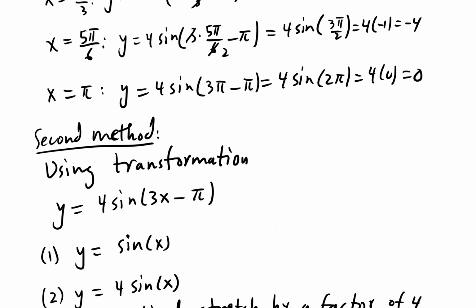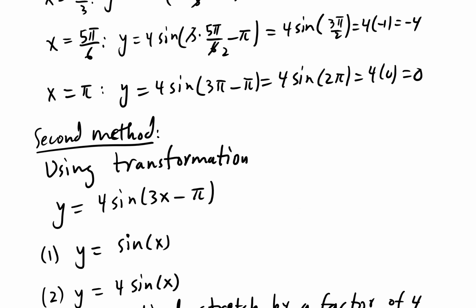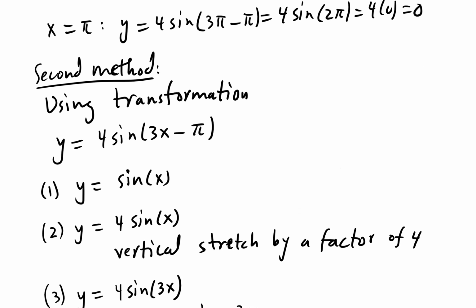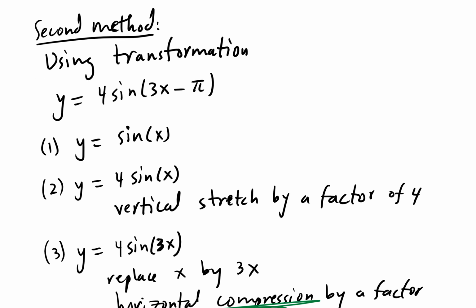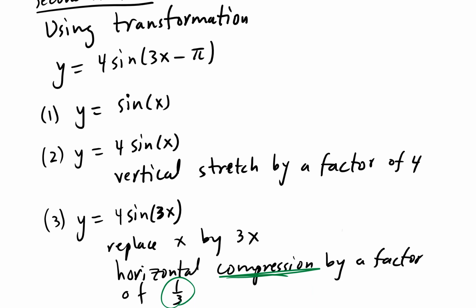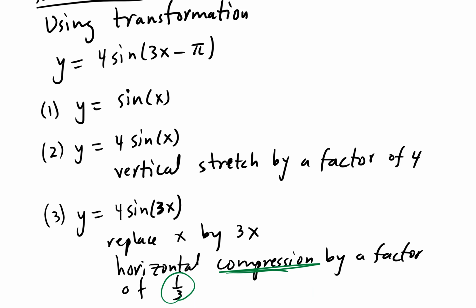Then we graph 4 sine x. And how do you do that? We just stretch it up vertically by a factor of 4. Instead of going from 0 up to only 1, we go 0 to 4. So that's a vertical stretch by a factor of 4. Then there is a 3 here, 3x. What the 3 tells us is kind of like we replace x with 3x. This gives me a horizontal compression by a factor of 1/3.